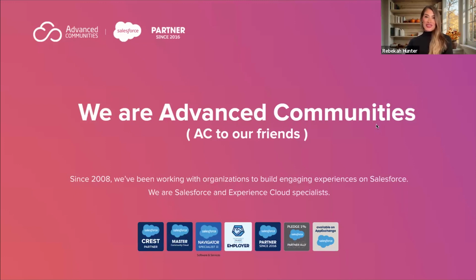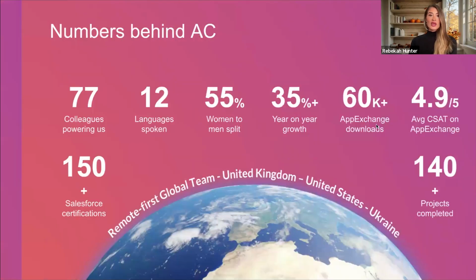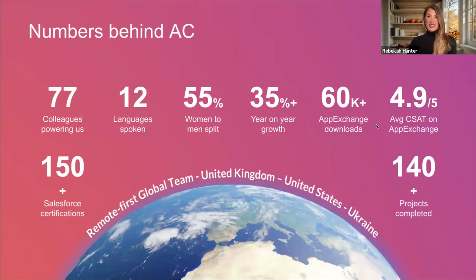We are Advanced Communities, AC to our friends. You'll hear me talk about us as AC all the time. We have been building engaging experiences on Salesforce since 2008 as both an implementation partner of Salesforce and a product partner. We have actually, this number needs to be updated, I think we have about 85 colleagues powering us now, but we are all over the world. We've got a team based out of London, out of the US, out of Ukraine, and we have multiple folks on our team in many different countries as well. And I'm very proud to say we have a 55% women to men split.